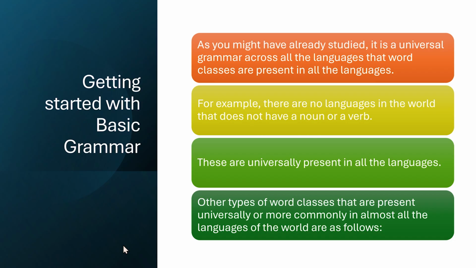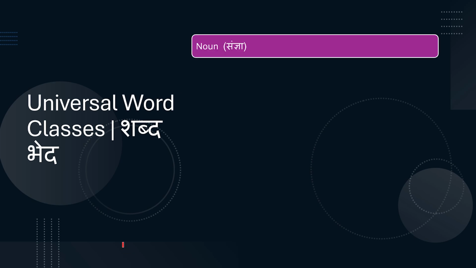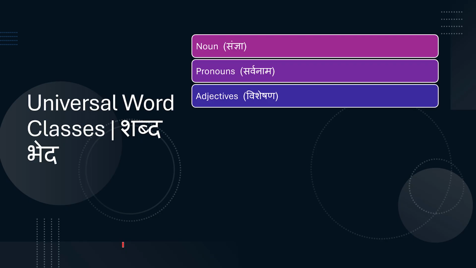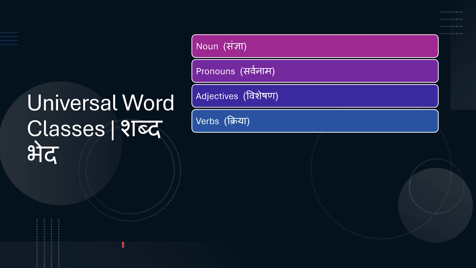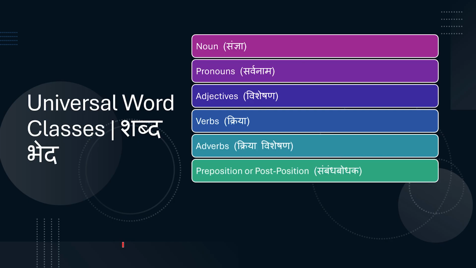Other types of word classes that are present universally or more commonly in almost all the languages of the world are as follows. So, we have nouns, which is called Sangya in Hindi and Maithili and even Sanskrit and many other Indian languages. Then pronouns, which is Sarvanoun. Then we have adjectives, which is Visheshan. Then we have verbs, which is Kriya. Then we have adverbs, which is Kriya Visheshan.